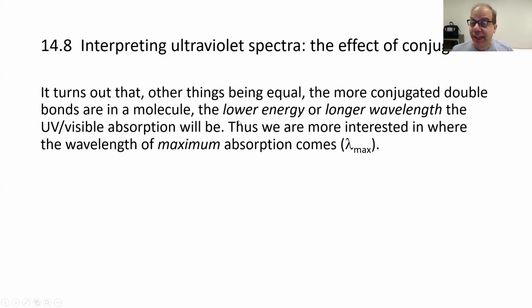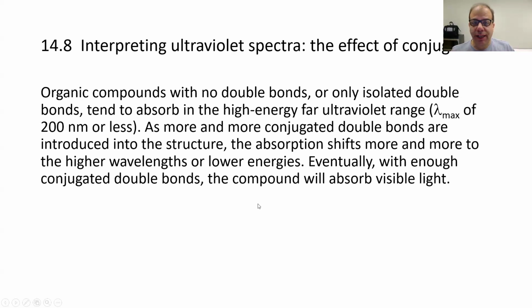But this slide is the bottom line. The other things being equal, the more conjugated double bonds, the higher lambda max is in nanometers, the fewer conjugated double bonds, the lower lambda max is in nanometers. And so organic compounds with no double bonds or only isolated double bonds absorb in the far ultraviolet. So we're talking 200 nanometers or less.